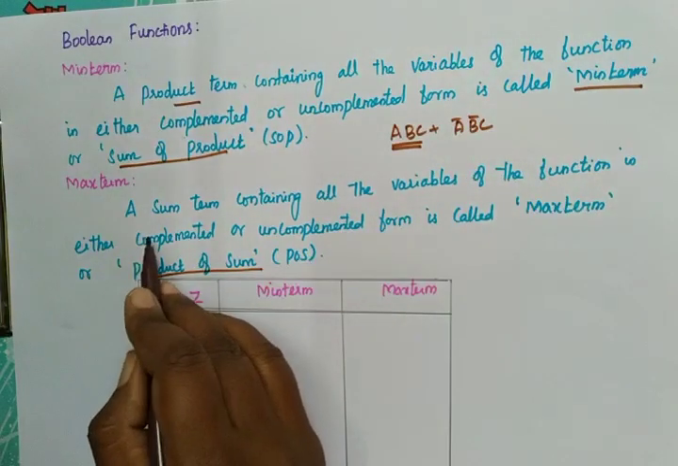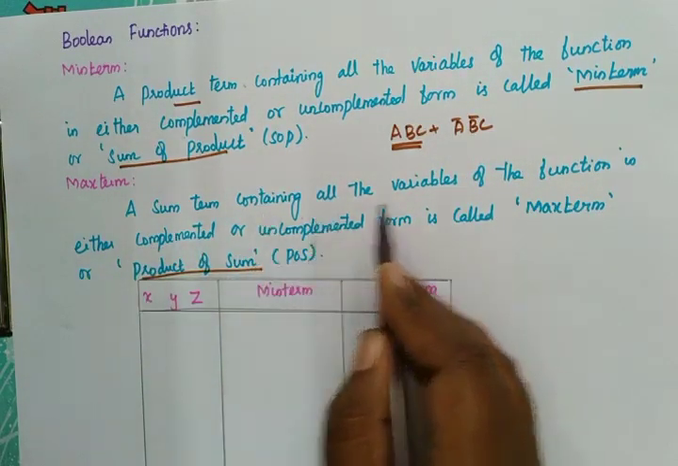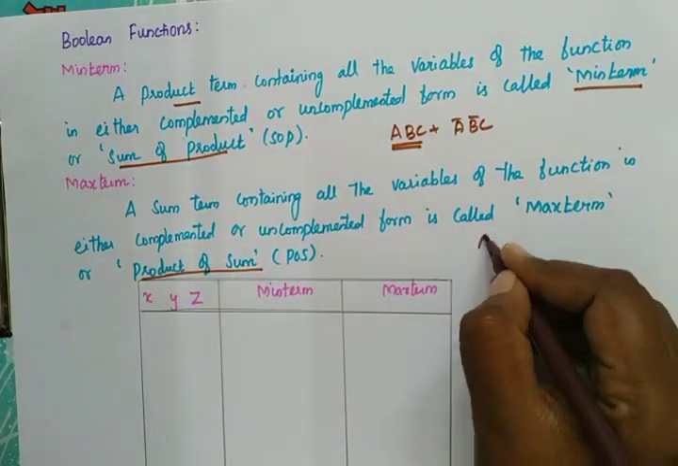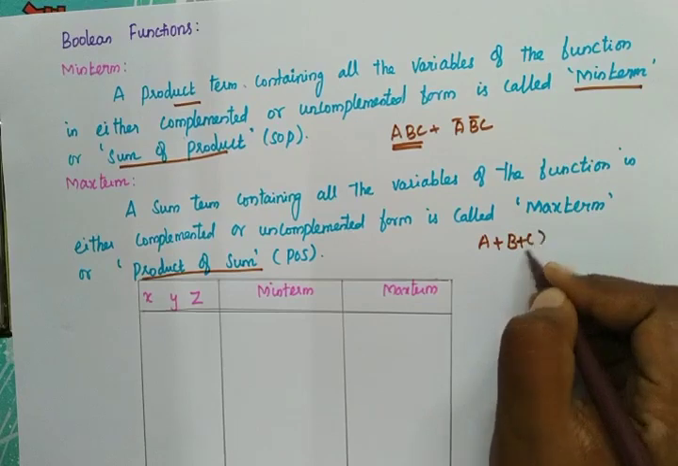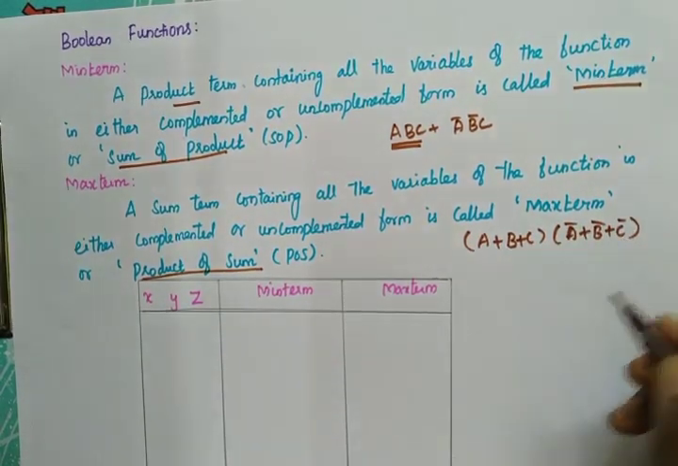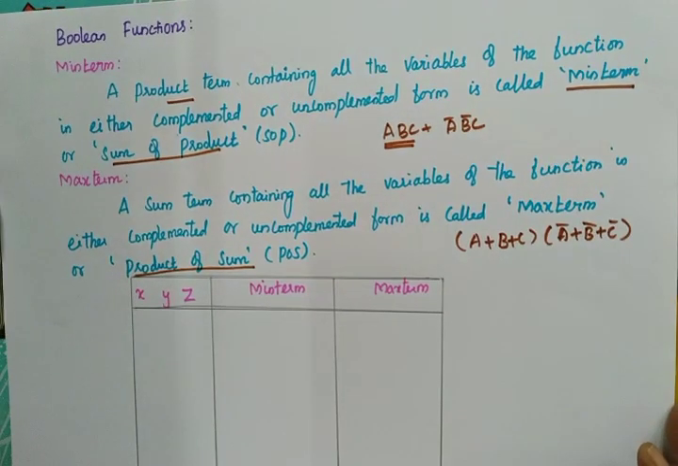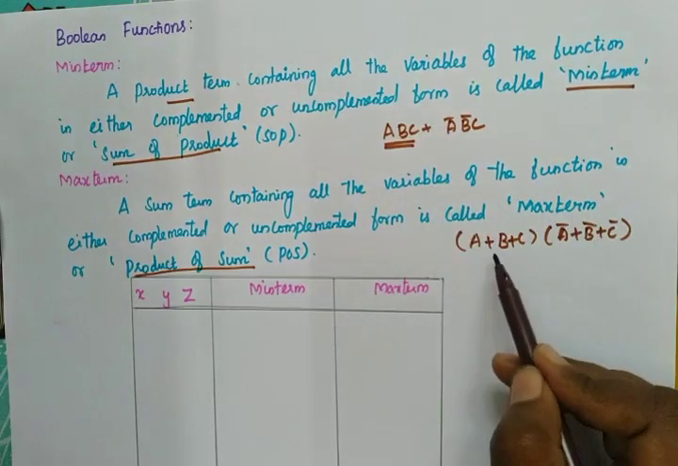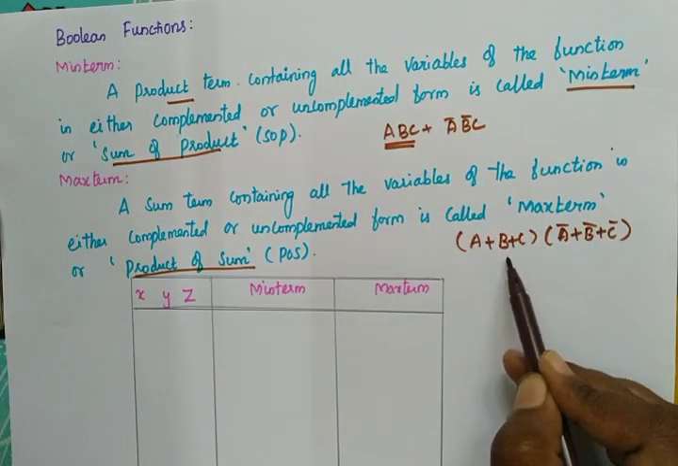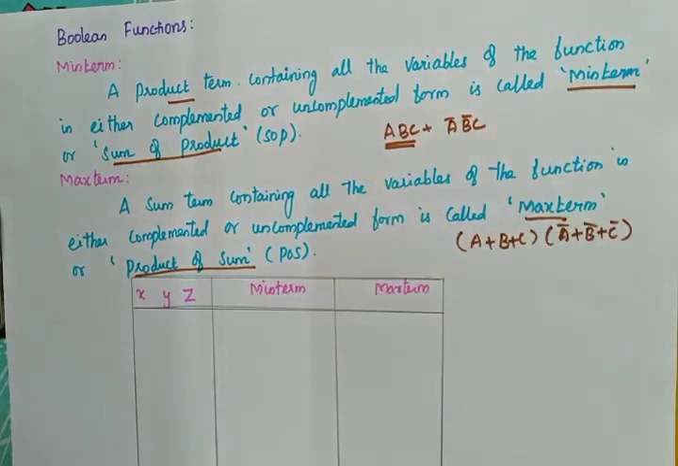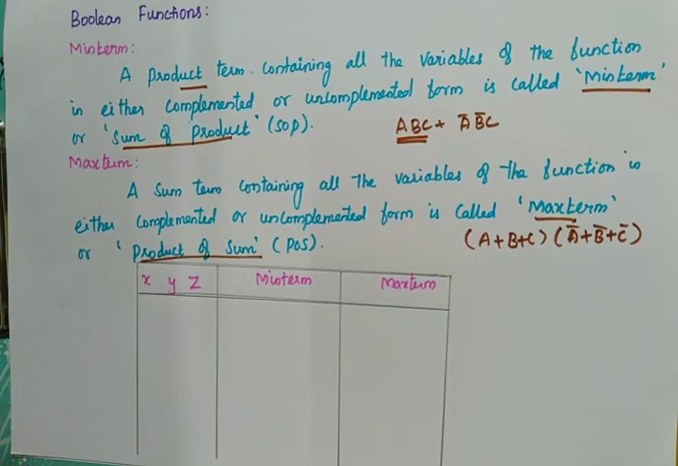Now what is max term? A sum term containing all the variables of the function in either complemented or uncomplemented form. So for example, a plus b plus c into a bar plus b bar plus c bar is called max term or product of sum. So here we have sum of products, here we have product of sums. So this is called max term or product of sum, and this is called min term or sum of products. Now how can we write this min term or max term?